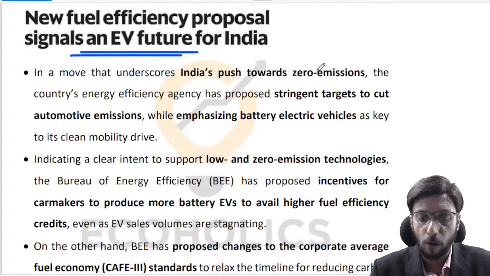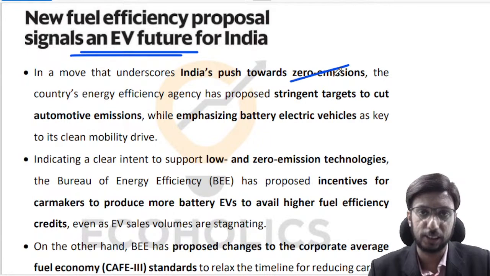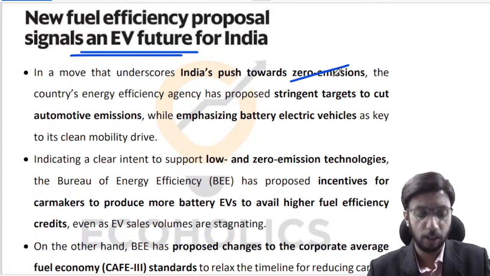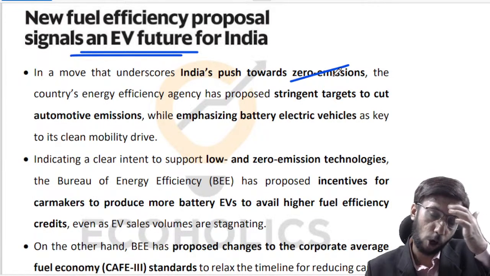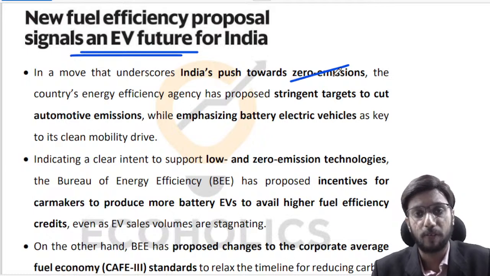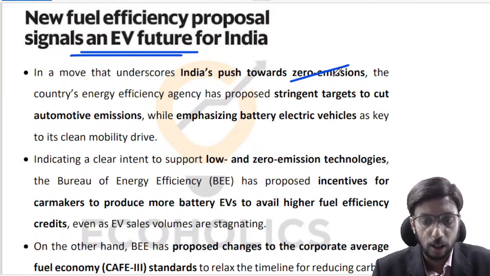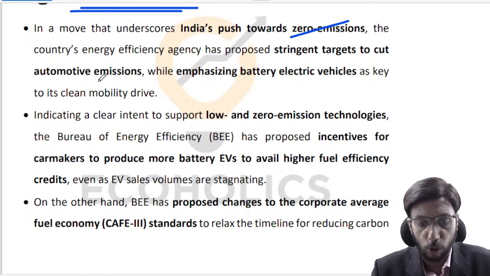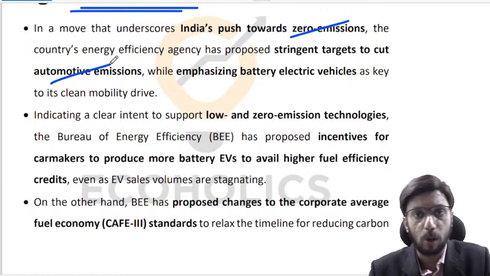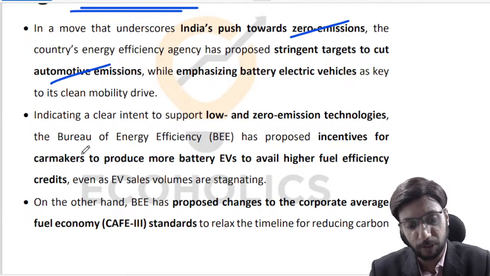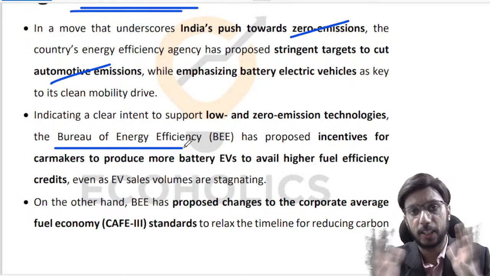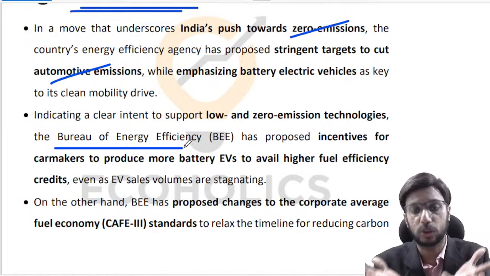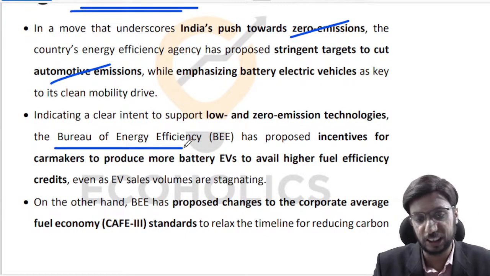Okay. Now, obviously, India is pushing towards zero emissions, and if you want to achieve zero emissions, then you really need to do something about your automobile emissions, right? Motor vehicle emissions, obviously, correct? So definitely automotive emissions are going to come down, and your Bureau of Energy Efficiency is working towards putting into place a regulatory framework, a policy ecosystem which will help in this transition.